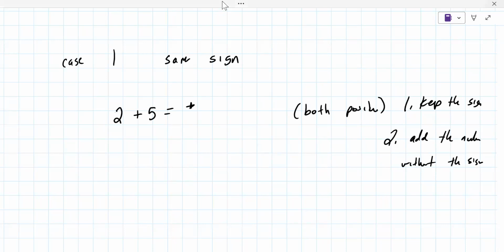Okay. And you might be like, well, what do you mean by that? Well, this is really 2 and 5. You take 2 plus 5, you add those together. 2 plus 5 is 7. You're like, okay, why would you even be showing this? Well, let's look at a better example.